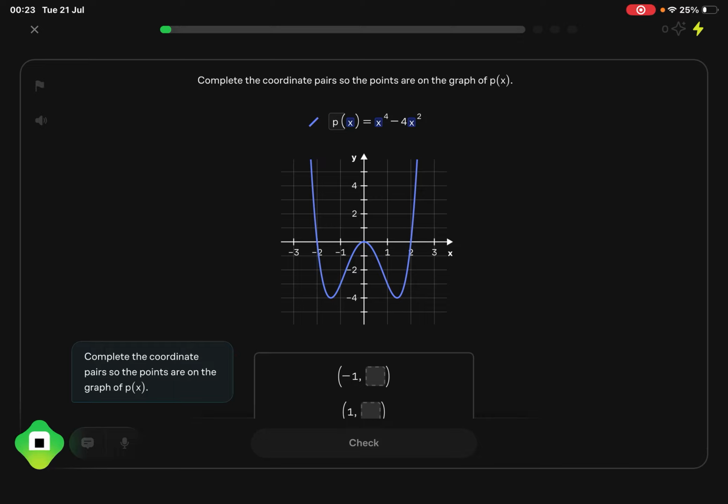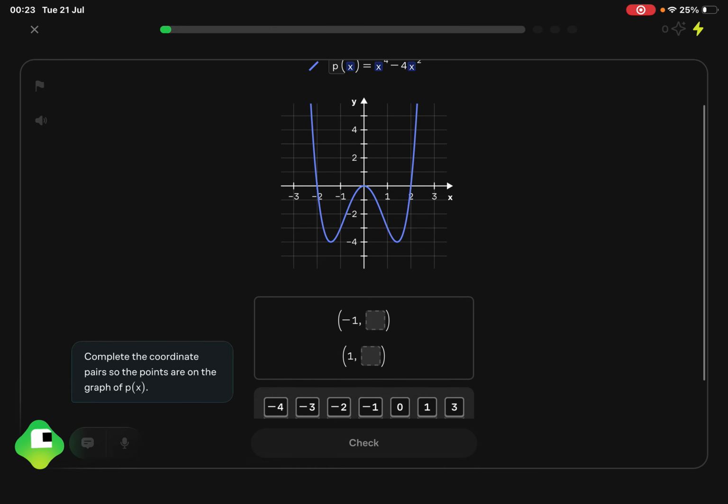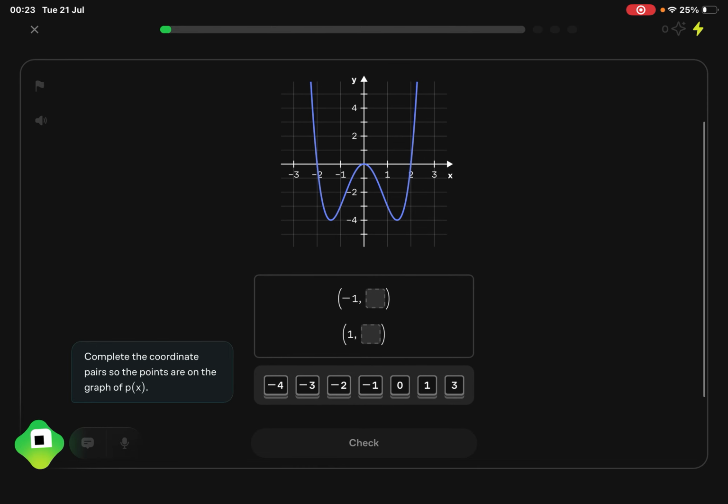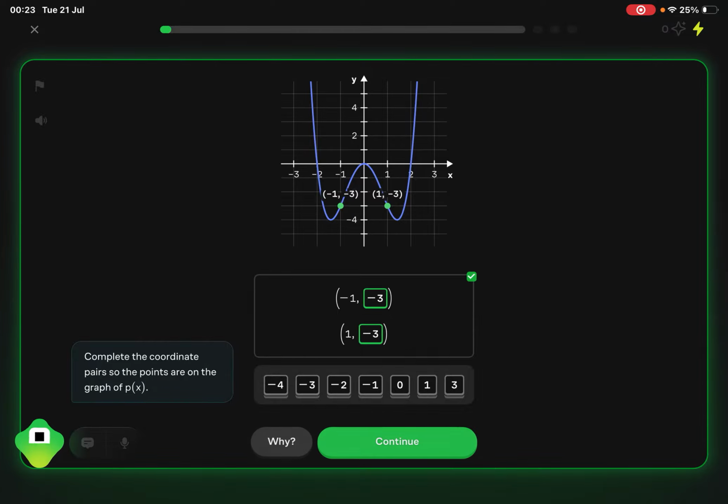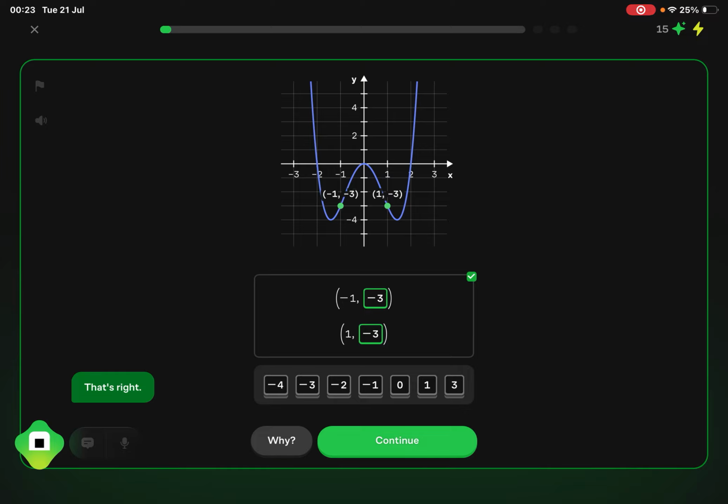Wait. Okay, well, generally speaking, I'm lost. So, okay, there's -1 right here. -1, would that be then -3? And then that one also -3. That's right. Wait, that's right. Why is it right?